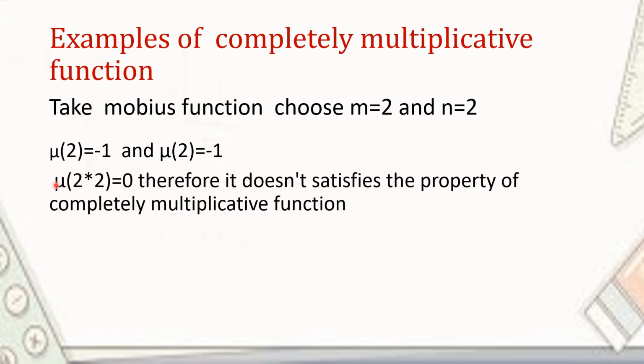Then mu of 2 into 2 is equal to 0, which means the Mobius function of 4 is equal to 0. Therefore, it does not satisfy the property of a completely multiplicative function. That is, mu of 2 into 2 is not equal to mu of 2 into mu of 2. Therefore, we can conclude that the Mobius function is not a completely multiplicative function.